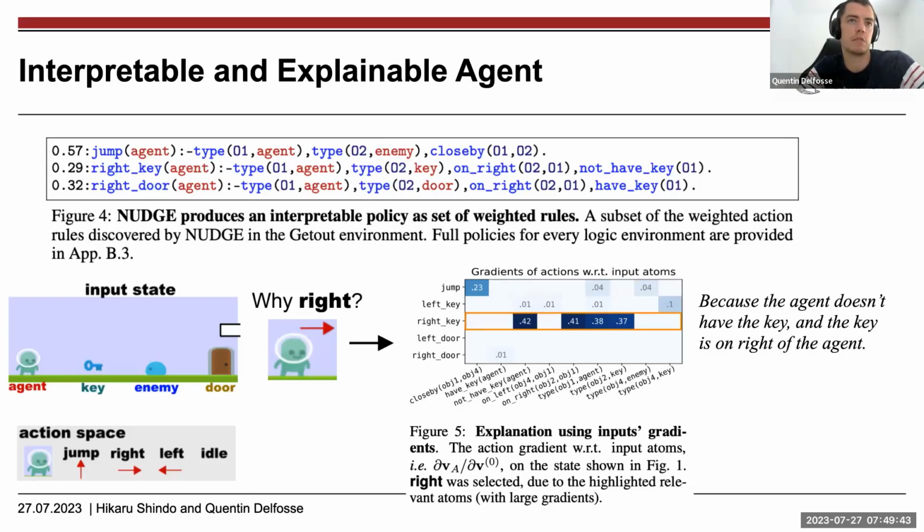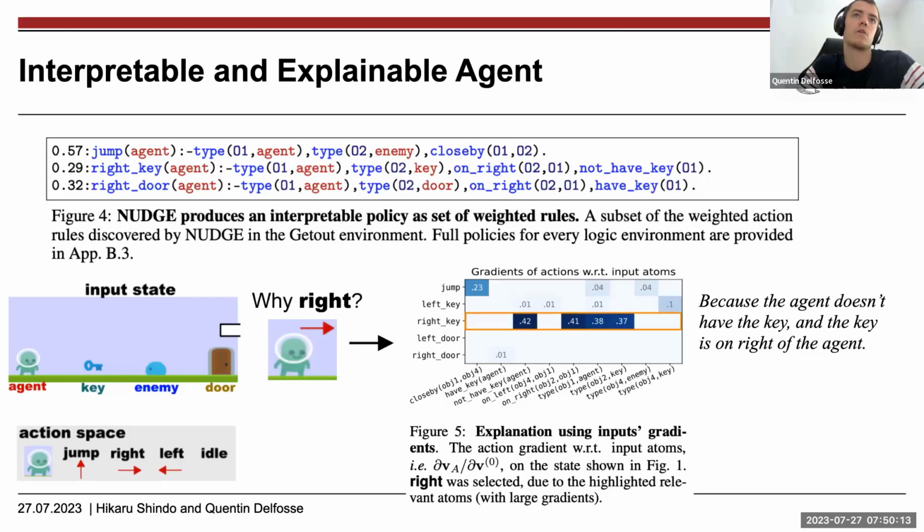same, we have this explainability that you can see here on figure 5. So when the decision right-key was taken, we can ask what is important in the input space for this decision to be taken. And it's going to tell you, okay, for going right to the key, the most important things are that I don't have the key and that the key is on the right side. And this is what you see, these dark blue parts.